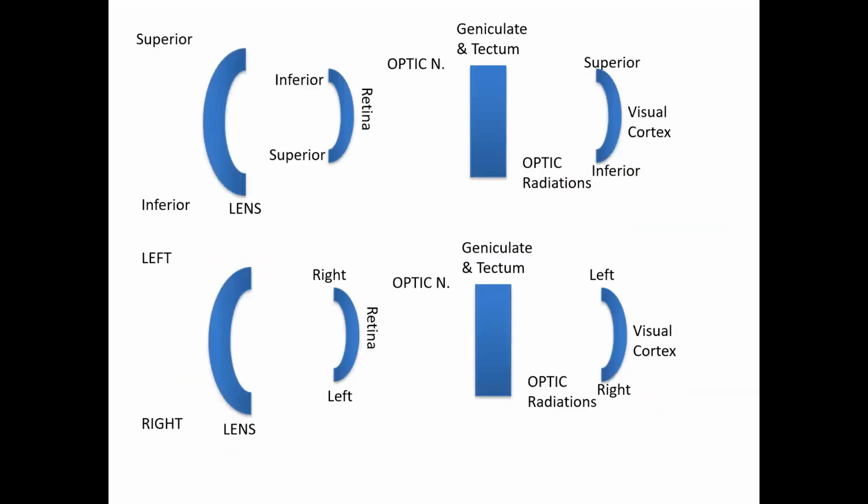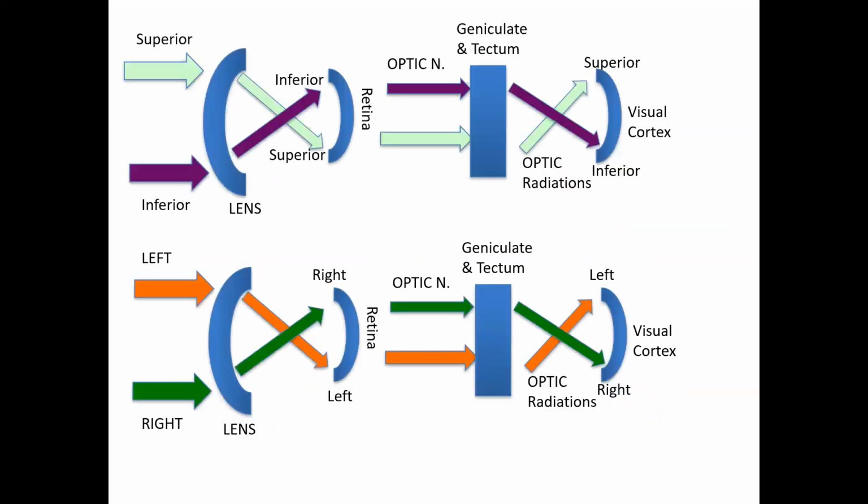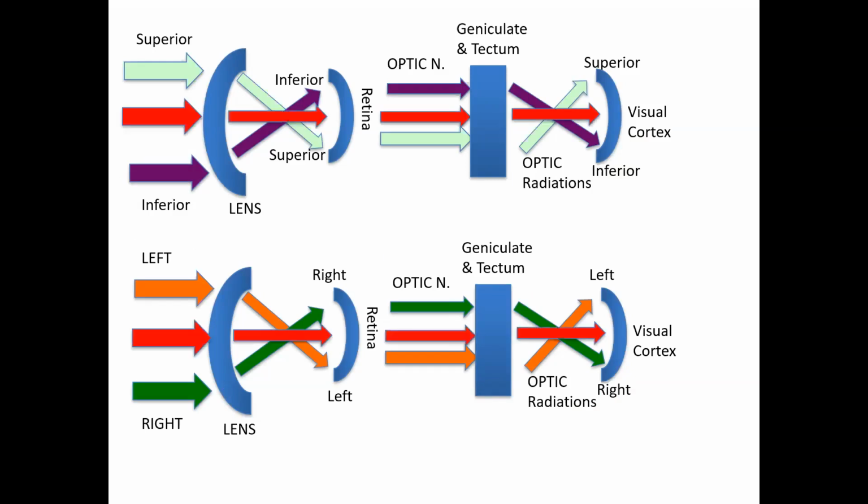What does that mean? That means that what we have flipped at reception gets reflipped within the optic radiations so that in the visual cortex, right is right, left is left, superior is superior, inferior is inferior. Medial is medial, lateral is lateral.